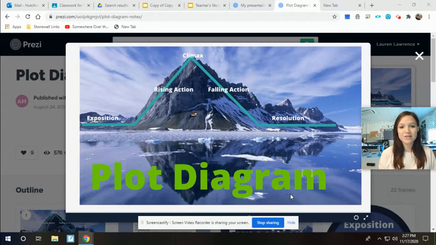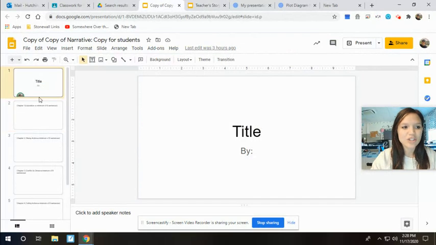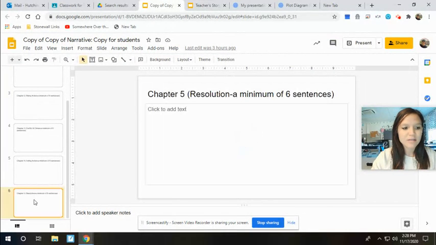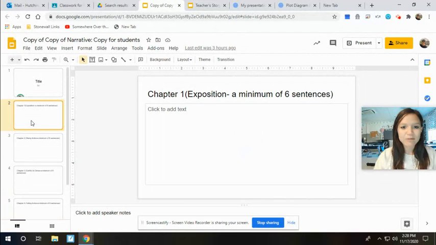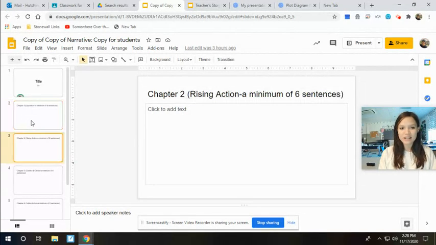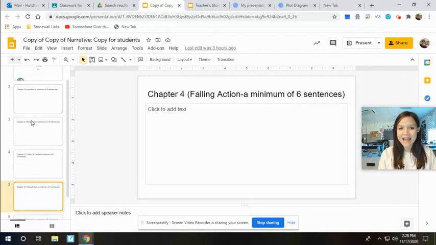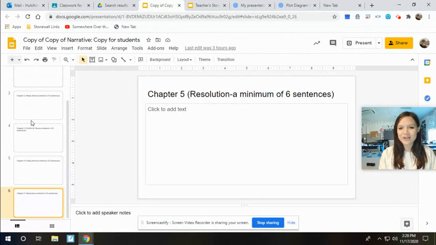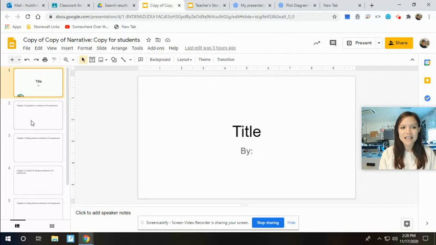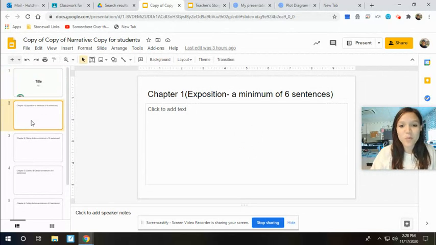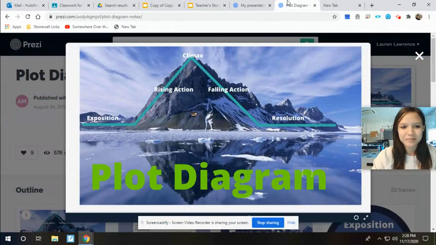I'm going to talk to you today about chapter 1, which is going to be the exposition. So we're going to have, let's see, I believe it's 6 chapters. Oh, 5 chapters. So you're going to have one over the exposition, then the rising action, the conflict and the climax, the falling action, and the resolution. So we're going to have 5 chapters. Today I'm going to talk to you about chapter 1, which is the exposition.